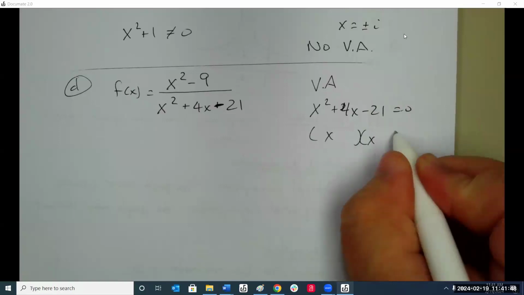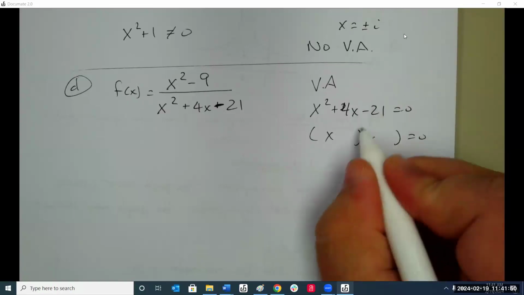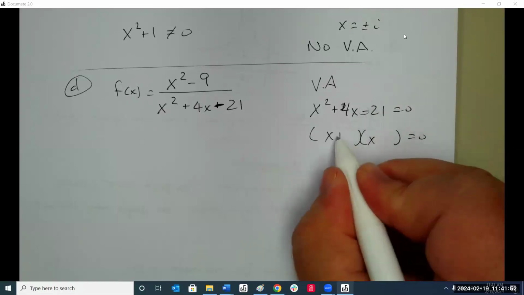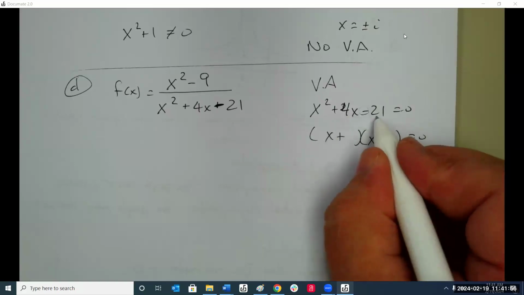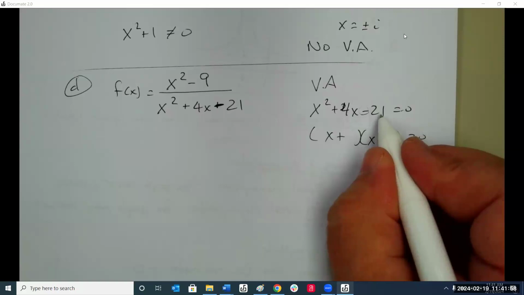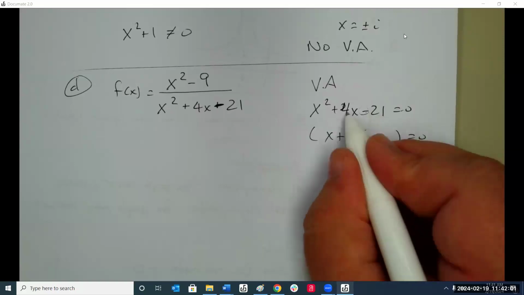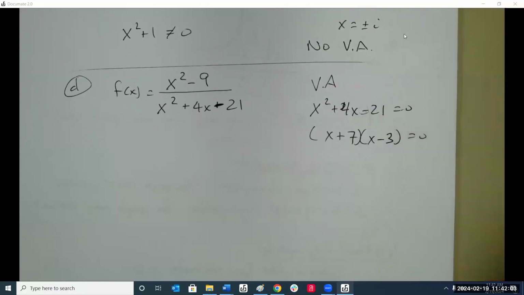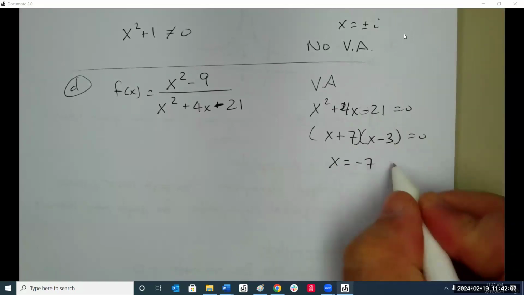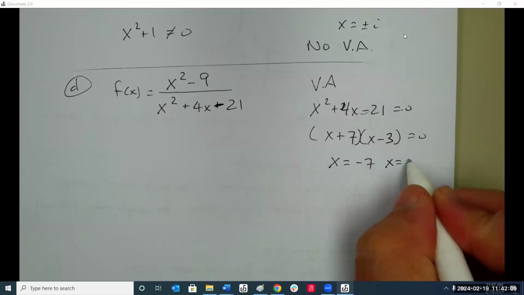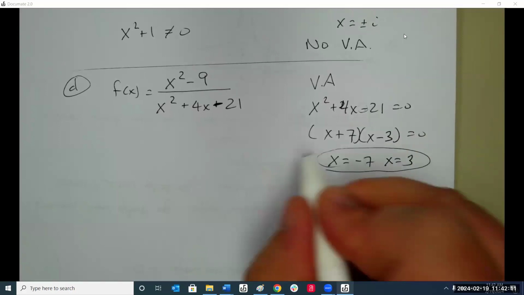This is opposite signs. One's positive, one's negative. The bigger one's positive. What times what is 21? When you subtract them, you get 4. 7 times 3, 7 minus 3. So x equals -7 and x equals 3. Those are my vertical asymptotes.